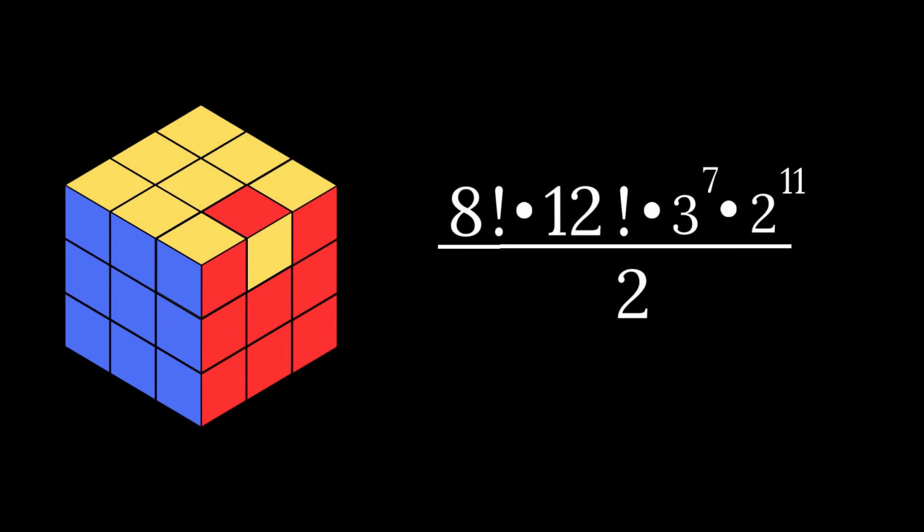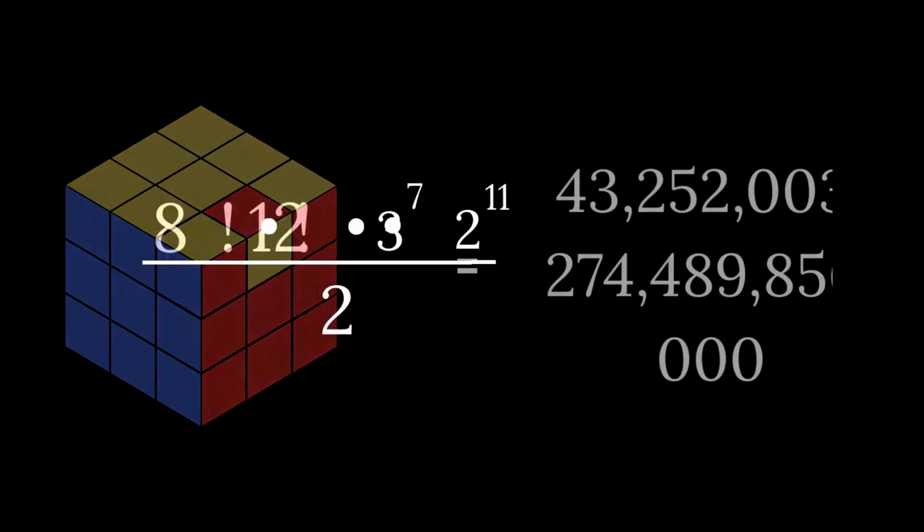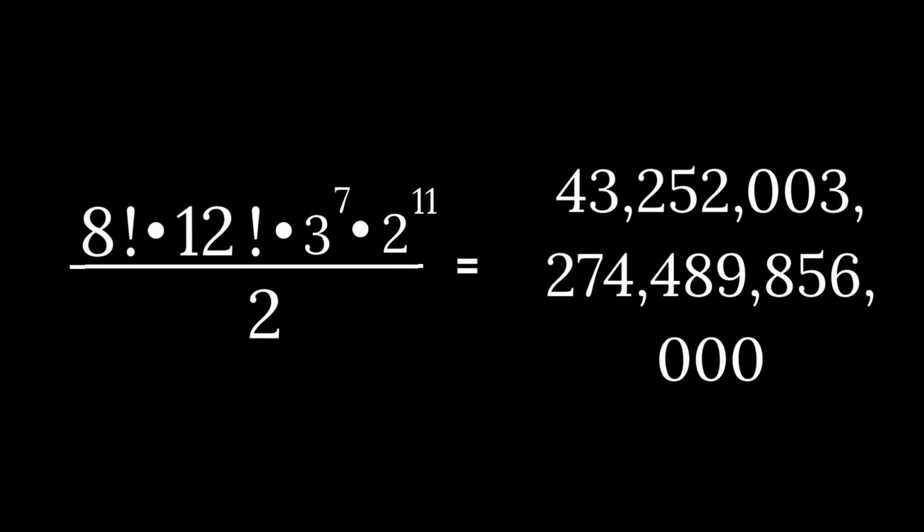Finally, because of all the parity cases, only half the permutations actually give you a solvable cube. The others don't. So we divide everything by 2. This gives you this equation, the final equation, and this is equal to 43 quintillion possible combinations.